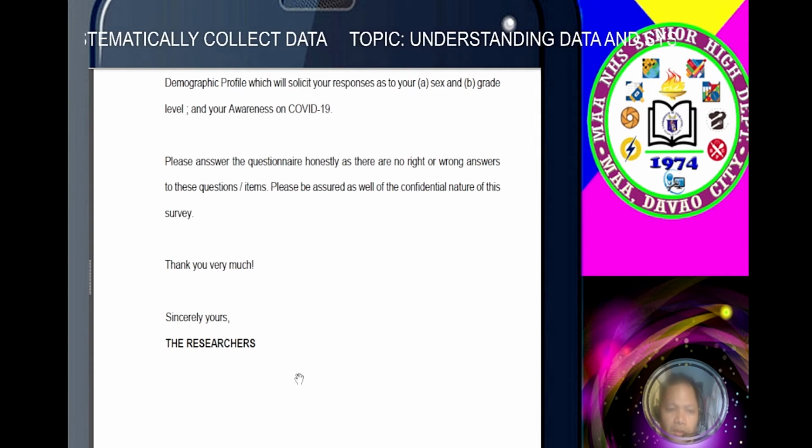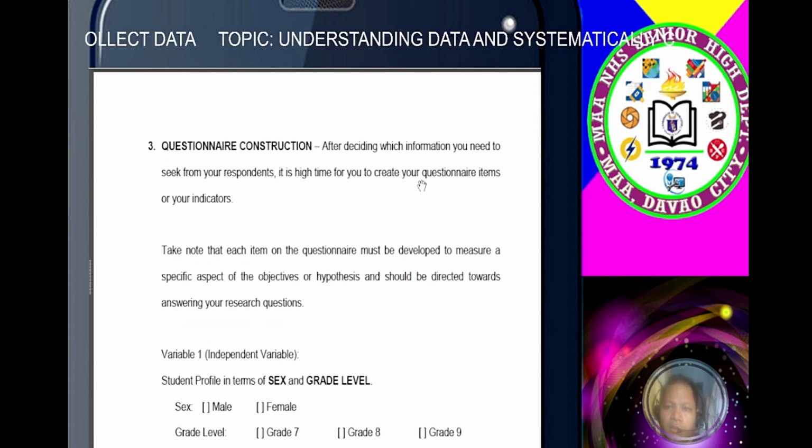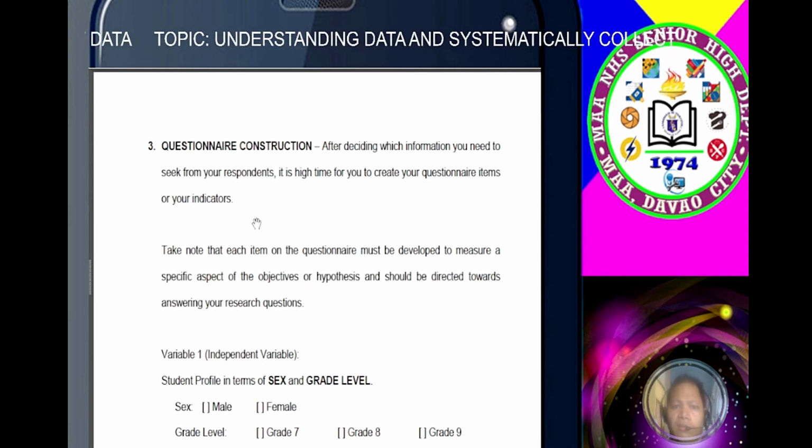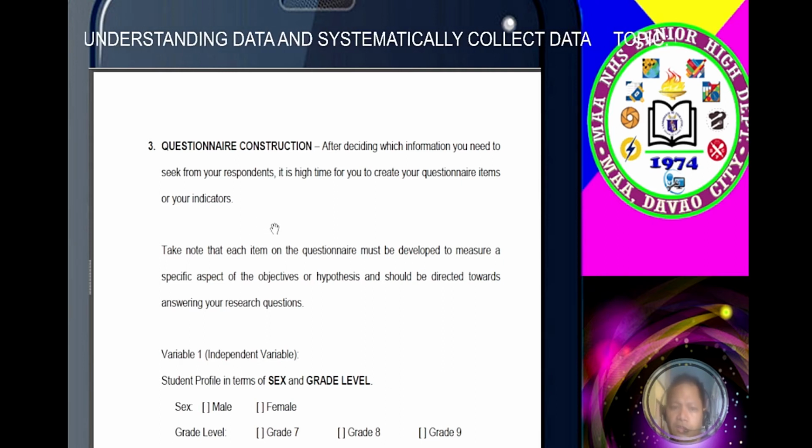Next, questionnaire construction. After deciding which information you need to seek from your respondents, it is high time for you to create your questionnaire items from your indicators.